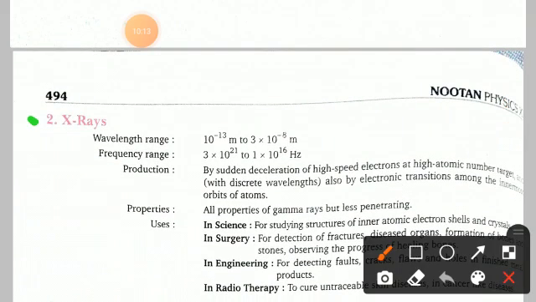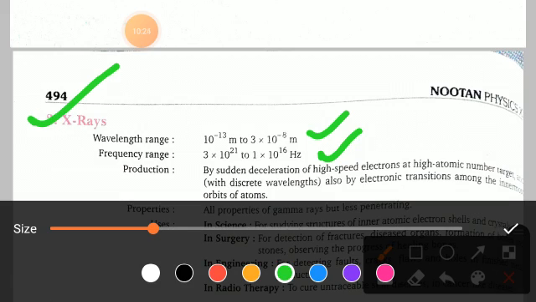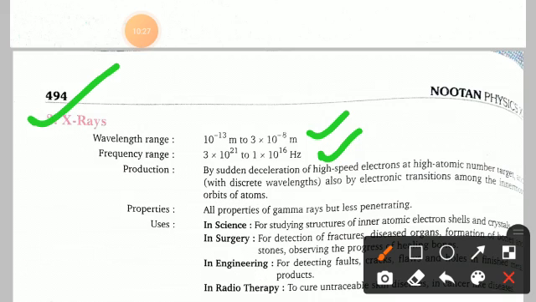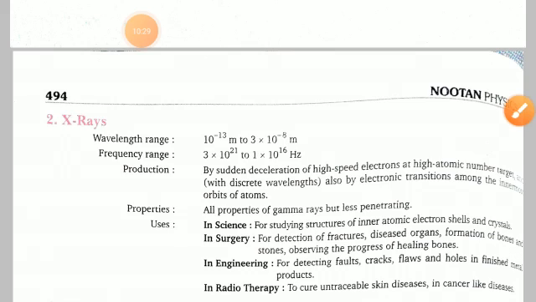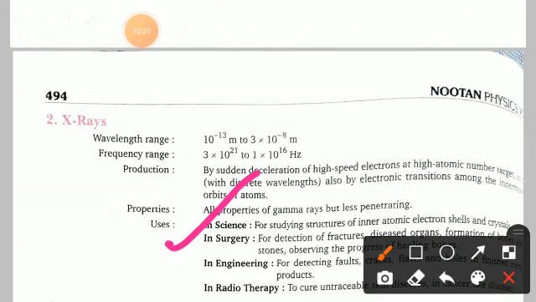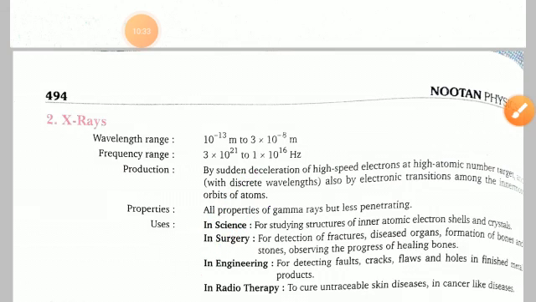Now I am moving to the X-rays. The X-ray wavelength is 10 to the power minus 13 to 3 into 10 to the power minus 8 meter, and its frequency is about 3 into 10 to the power 21 to 1 into 10 to the power 16 hertz. These are some uses of X-rays in science, in surgery, in engineering, and in radiotherapy.